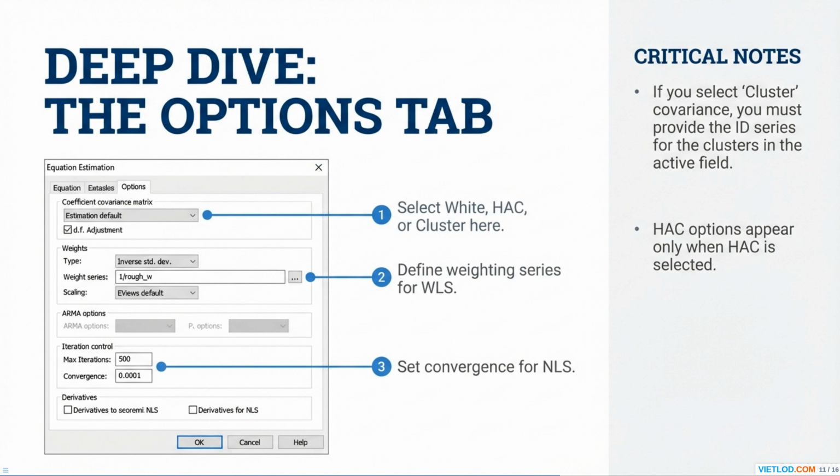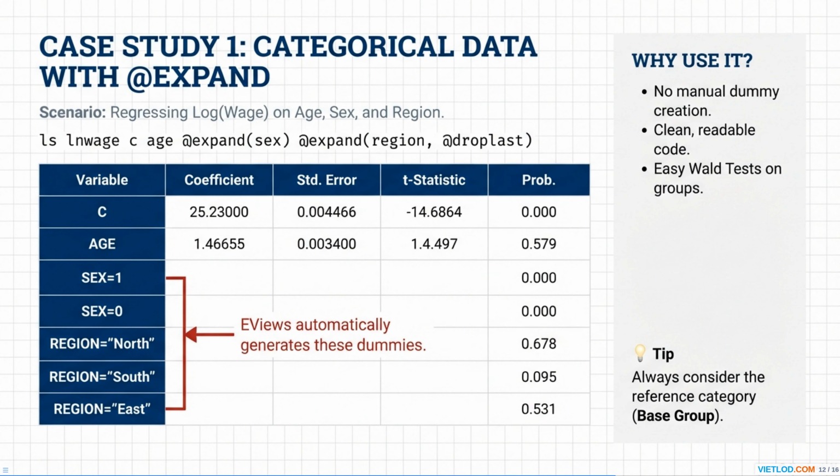Next, for weighted least squares, or WLS, you define the weight series here. This allows you to apply different weights to observations, often to correct for heteroskedasticity by giving less weight to noisier data points. Finally, for iterative estimation methods like nonlinear least squares, or NLS, the iteration control section allows you to set parameters such as the maximum number of iterations and the convergence criterion. This ensures the algorithm finds a stable and accurate solution for your nonlinear model.